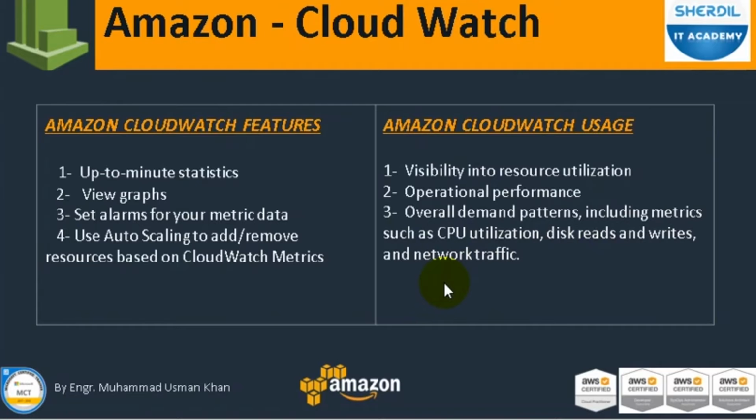On the right hand side, if we talk about CloudWatch usage, the first usage is visibility into resource utilization. You can see how much resource is currently being used, on a 5 minute interval or a 1 minute interval. You can even check the last 12 hours, 24 hours or the last 1 week. And then you can check the operational performance and overall demand patterns, including metrics such as CPU utilization, disk read and write, and network traffic. So these are the main metrics: CPU utilization, disk read and write, and network traffic. You can check that.